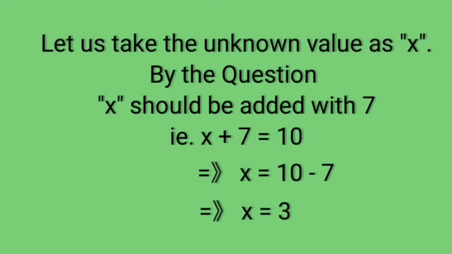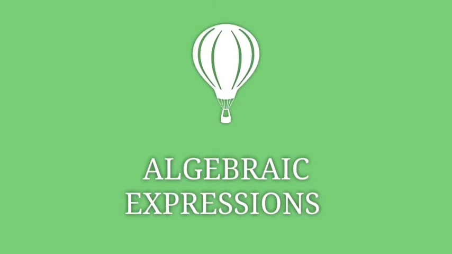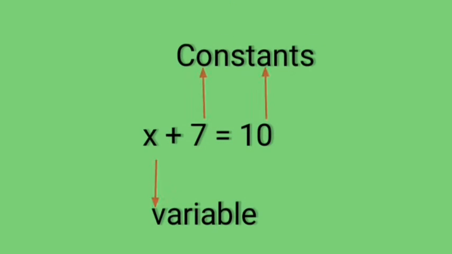To find the answer, let us take the unknown value as x. By the question, x should be added with 7, that is, x plus 7 is equal to 10, which implies x is equal to 10 minus 7, which is equal to 3. In this way, the unknown value x becomes the known value. This expression is what we call an algebraic expression.